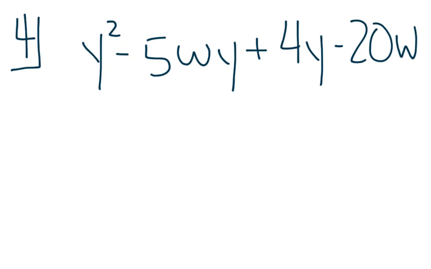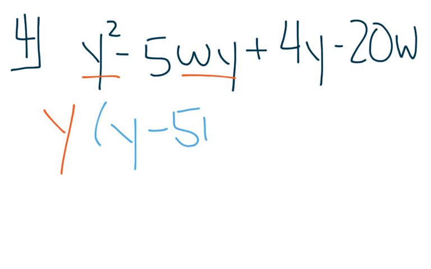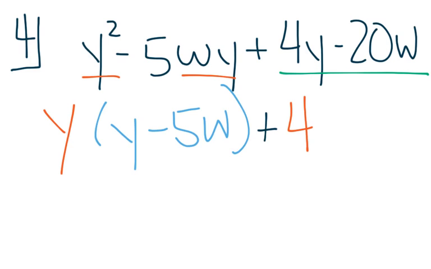Okay, so number 4 over here, we have our four terms. So what we can do is look for what these two have in common and factor that out. So these two have y in common. And what you have left in the first two terms is y minus 5w. Okay, and then you're going to look at these two terms and factor out what they have in common. So they have a 4 in common. And what's left after you divide each term by 4 is y minus 5w.